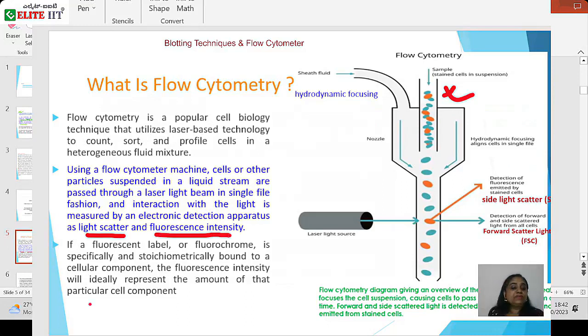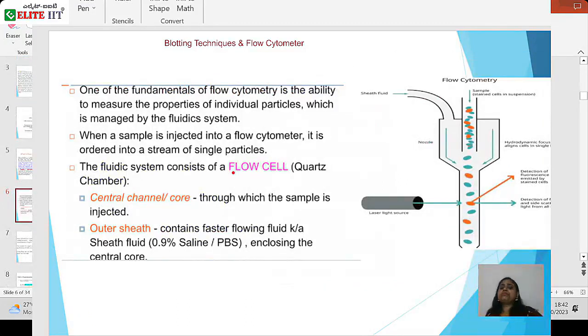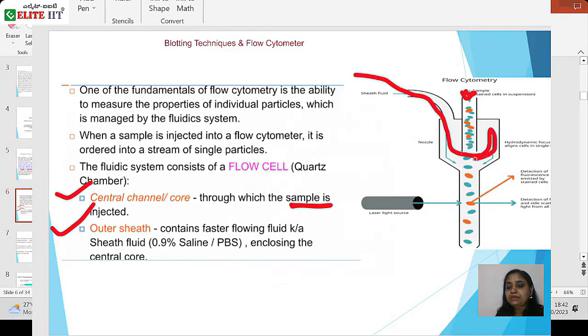Okay, now if you consider what systems are present here actually, first of all, a central channel is there. Inside the central channel, you have to add the sample. Now, outside of the central channel, what is present? The outer sheath. This part is the outer sheath.